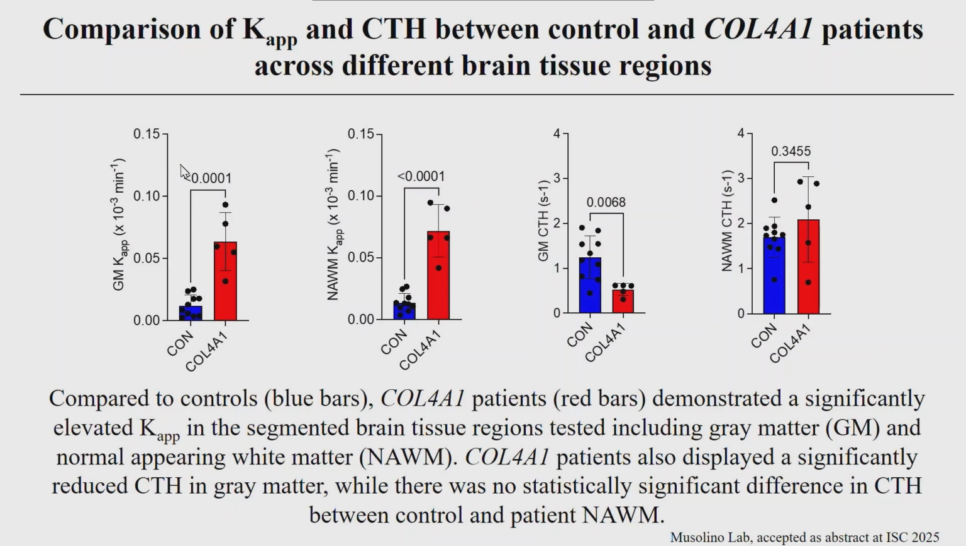Further, we compared these biomarkers between COL4A patients and controls, and we demonstrated significantly elevated K-up in the segmented brain tissues tested, including gray matter, white matter, and normal appearing white matter. COL4A patients also displayed significantly reduced CTH in gray matter. While there was no statistically significant difference in CTH between controls and patients in normal appearing white matter, we believe we might have more robust results when we have more patients. This preliminary data is on 5 scans from 4 patients.